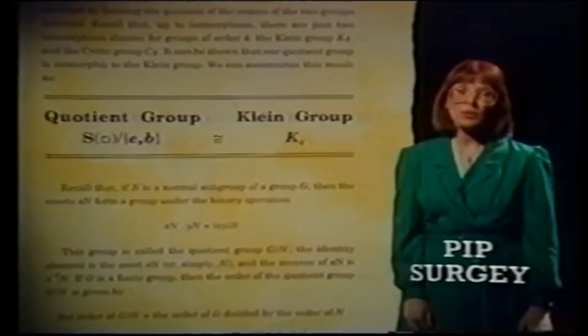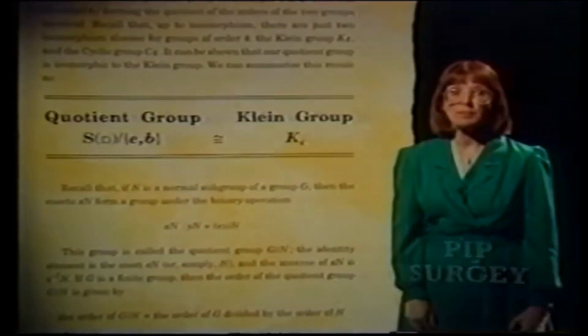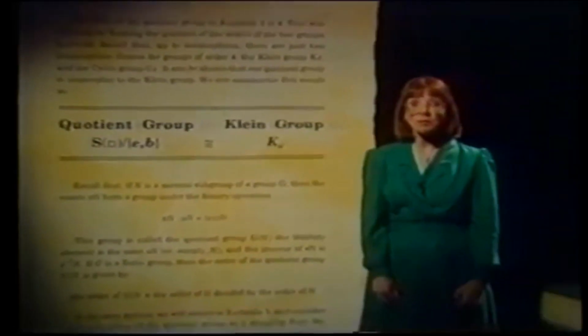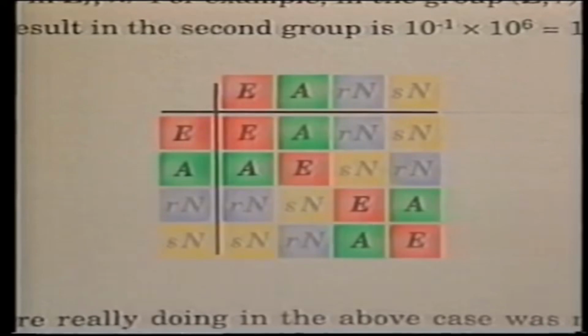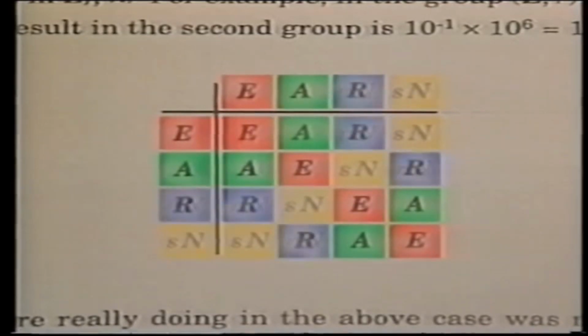We identified this quotient group by blocking the Cayley table. But in the rest of this programme, we'll be using homomorphisms to identify quotient groups. So let's begin by looking at what we've just done from a different point of view. We'll replace each of these cosets by a single letter. EN by capital E, AN by capital A, RN by capital R, and SN by capital S. Here's the completed Cayley table.